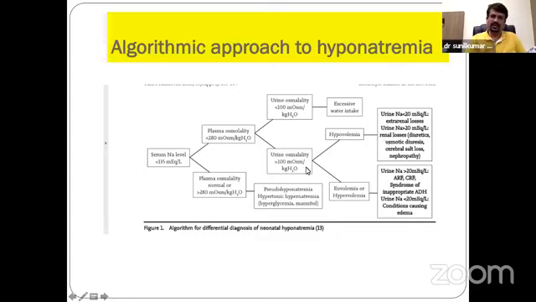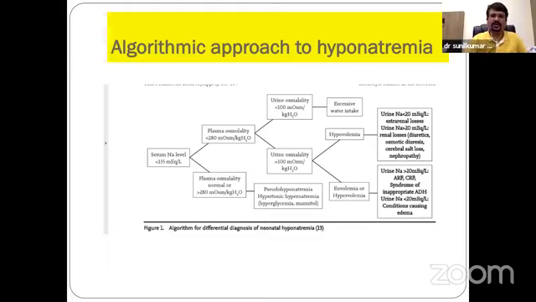Then concentrated urine with hypovolemia. There it may be because of renal causes or SIADH, syndrome of inappropriate ADH. Okay, if it is renal causes, again you can differentiate based on the urinary sodium, more than 20 or less than 20.